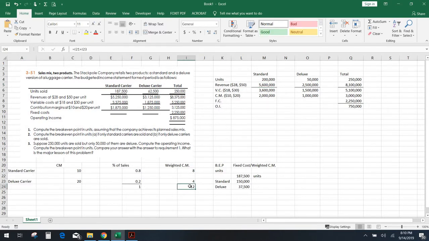That weighted contribution margin was 12.5 before the change, and now it's 12. That's because less deluxe are being sold. So to answer the question, what is the major lesson of this problem? Well, basically the main lesson is you want to sell more units of whichever one has the higher contribution margin, and that will create a better scenario for your company.